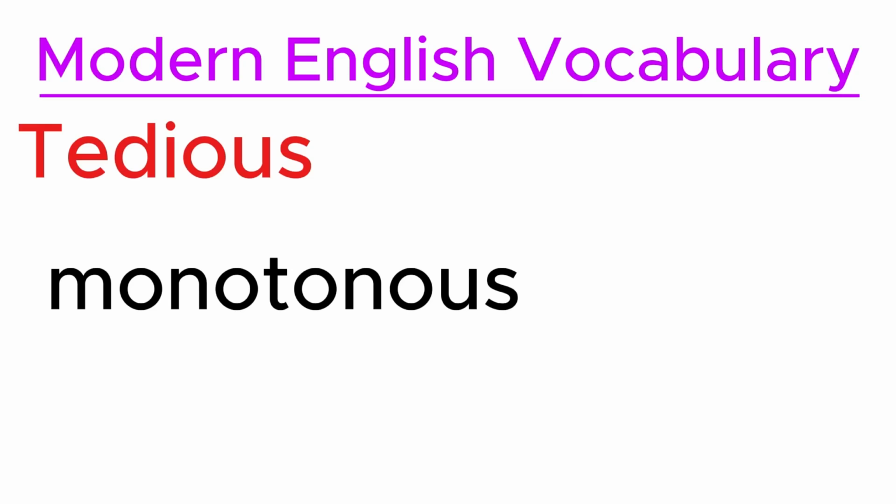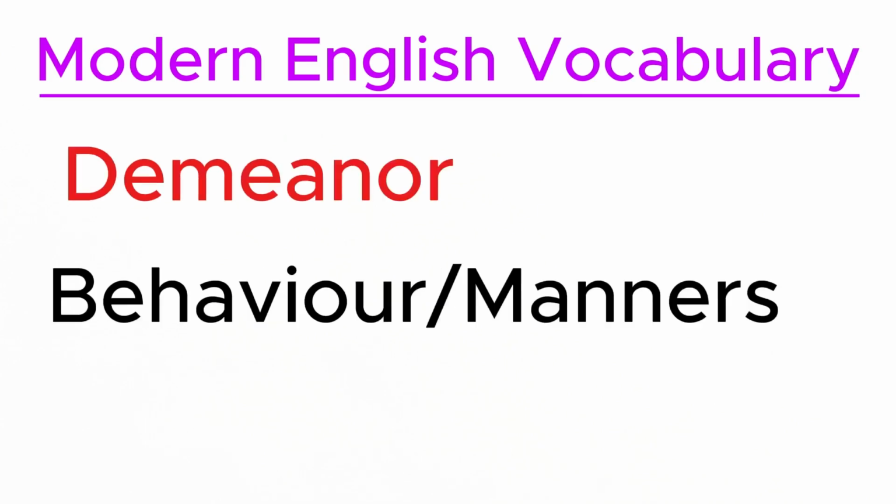The very next is tedious. It means monotonous. Now, what does monotonous mean? It means dull or boring. He has a monotonous life, or this topic is very tedious. That's how you can use this word in sentences.